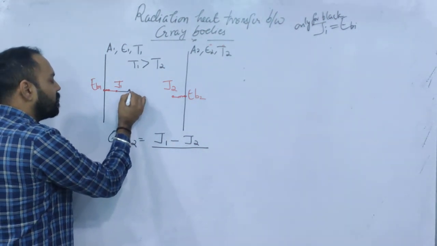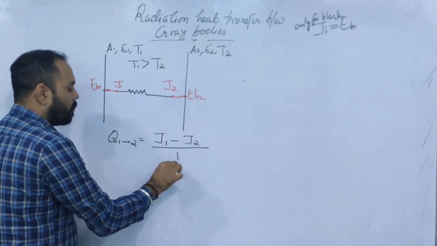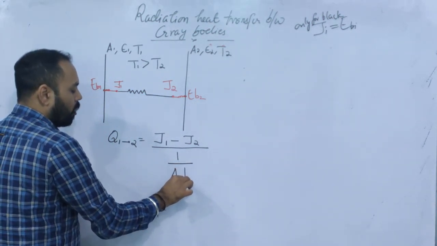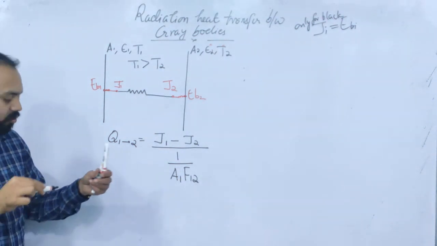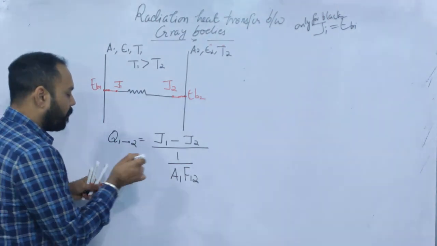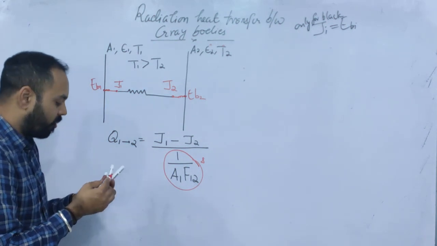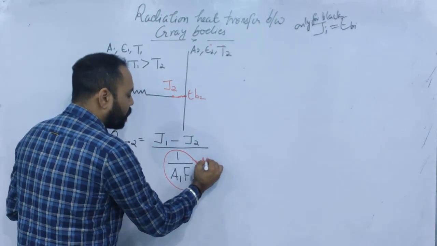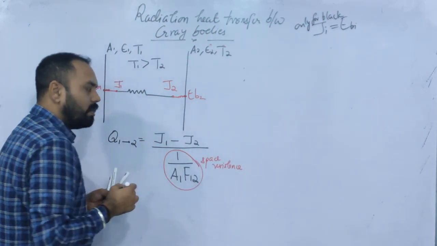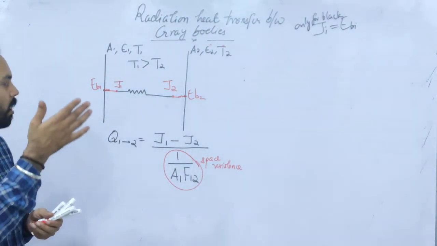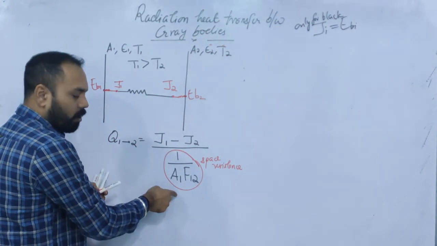Now there is one more resistance here. This one is called space resistance and it is given by 1 by A1 F12. You just remember these formulas, or this way of writing the resistances. That is called space resistance, and we know F12 is the view factor. You just remember surface resistance and space resistance, then everything is done.